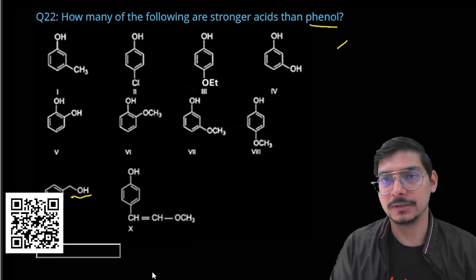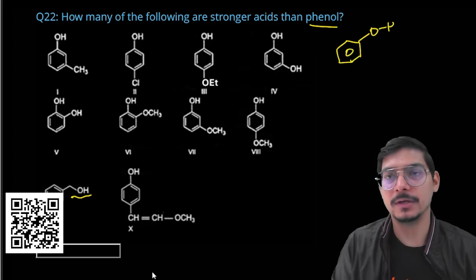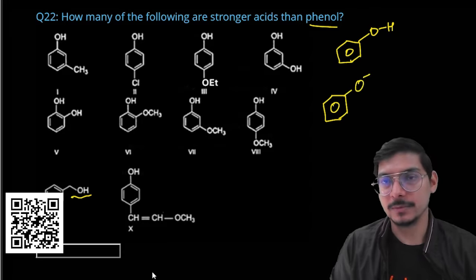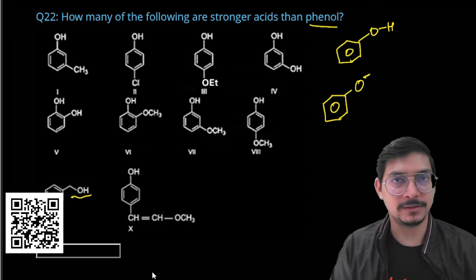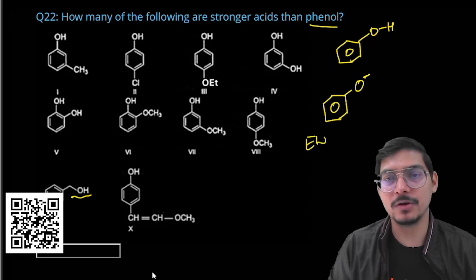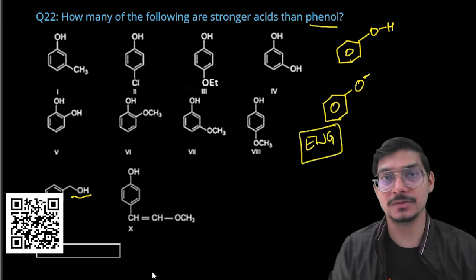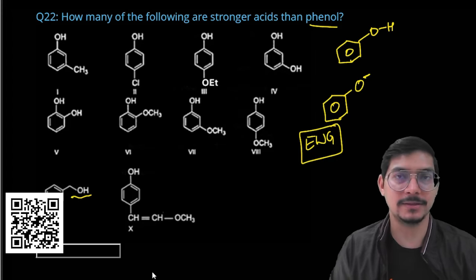So phenol is an acid because of the presence of a polar OH bond, and also because the conjugate base of phenol, which is phenoxide, is stabilized by resonance with the help of the benzene ring. Please remember that because the conjugate base of an acid has negative charge, it is the electron withdrawing groups that increase acidity, whereas electron donating groups intensify the charge on the conjugate base and reduce its acidic strength.